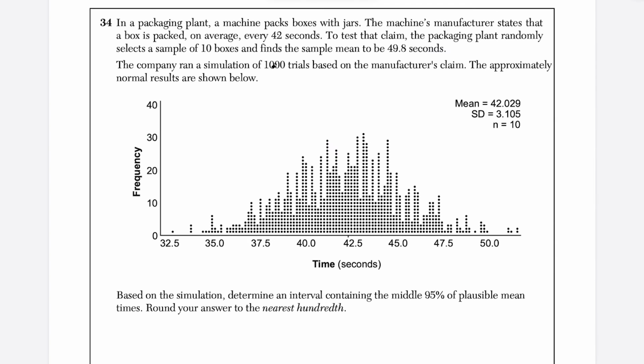In a packaging plant, a machine packs boxes with jars. The machine's manufacturer states that a box is packed on average every 42 seconds. To test that claim, the packaging plant randomly selects a sample of 10 boxes and finds the sample mean to be 49.8 seconds. The company ran a simulation of 1,000 trials based on the manufacturer's claim, and the approximately normal results are shown below. Based on the simulation, determine an interval containing the middle 95% of plausible mean times and round your answer to the nearest hundredth.